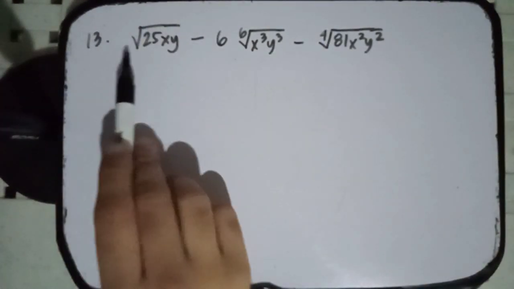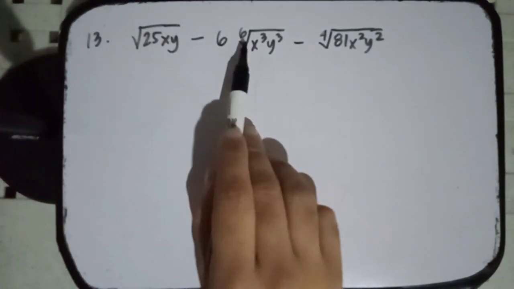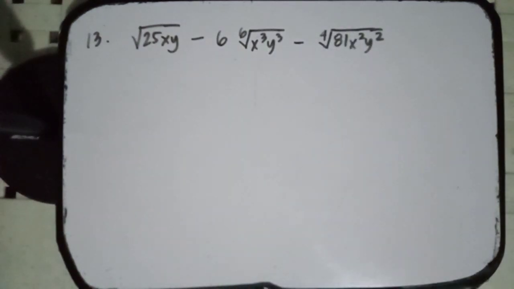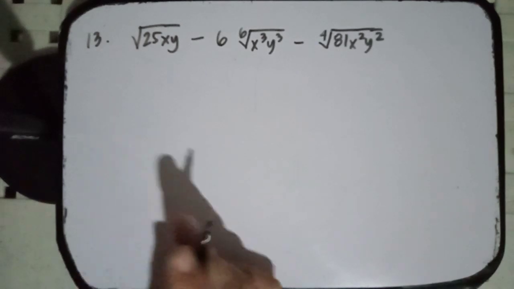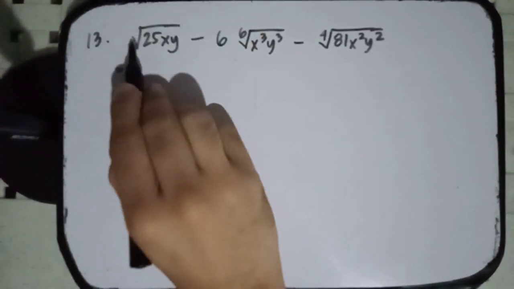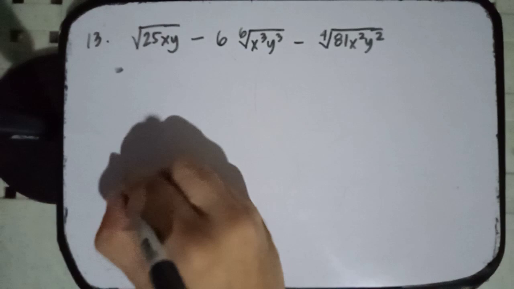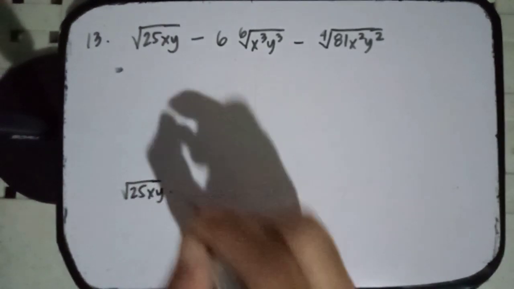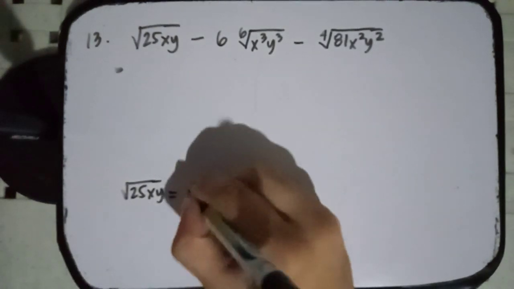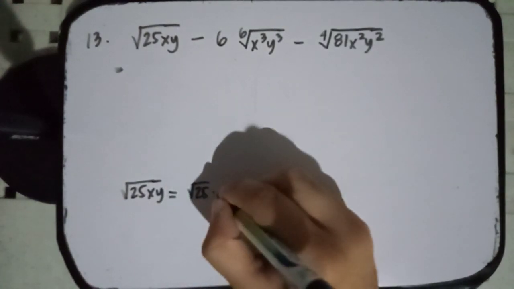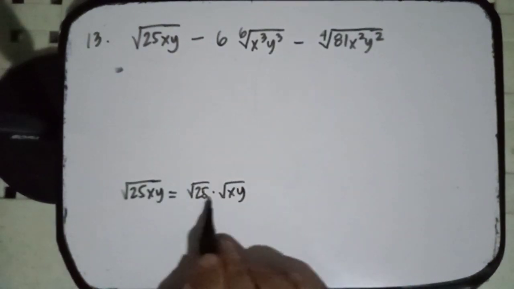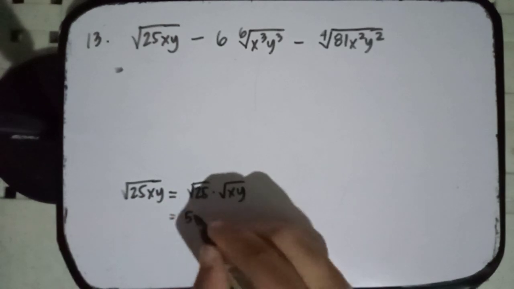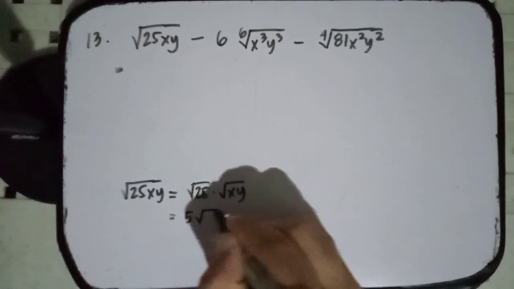Next, number 30, we have square root of 25xy minus 6 times 6th root of x cubed y cubed minus 4th root of 81x squared y squared. Okay, so let us simplify first the radicals. So, we have square root of 25xy. Pwede natin ihiwalay as square root of 25 times square root of xy because 25 is a perfect square. Okay, so square root of 25 is equal to 5. Then, copy square root of xy.